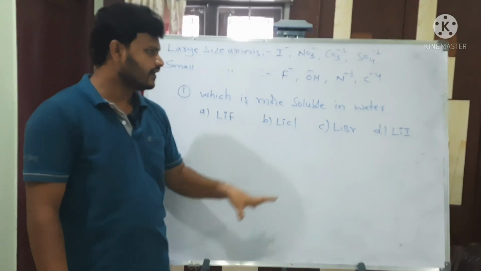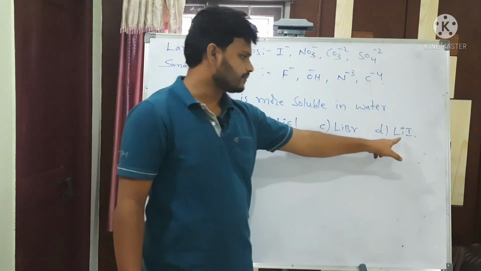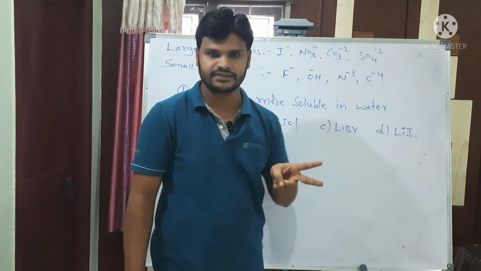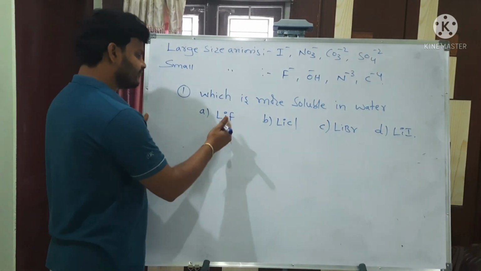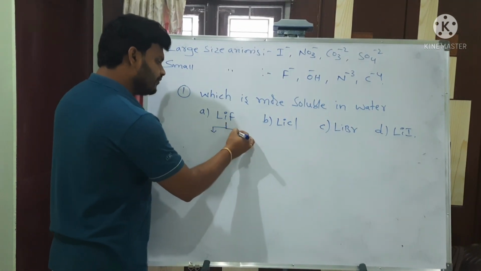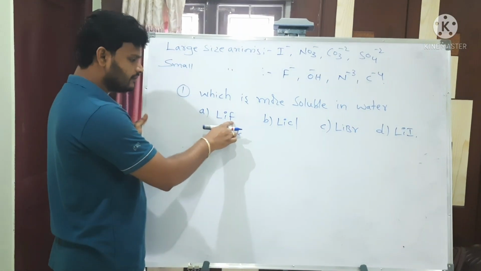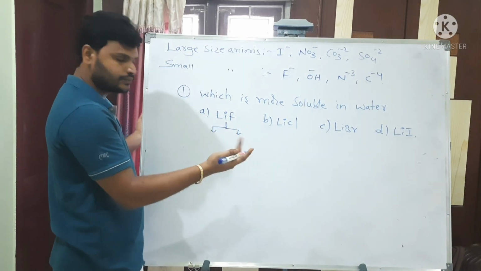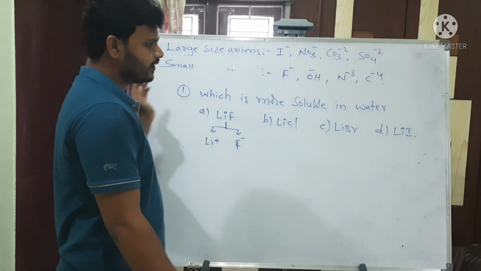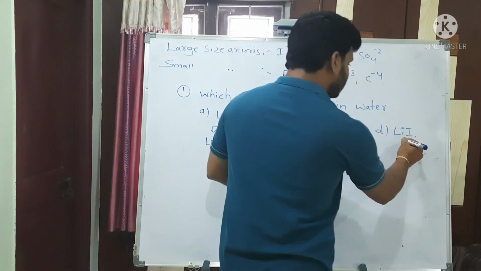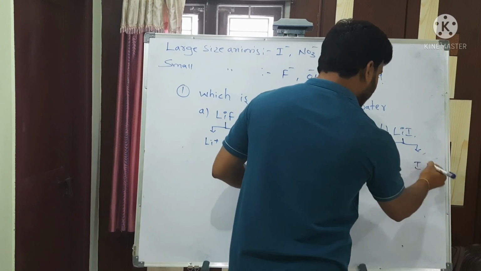Okay students, how to find the answer? You need to focus on first option and last option. These are the deciding factors. First I am going with first option. So dear students, LiF, how it can break? Li is nothing but metal, F is nothing but non-metal. Metal means positive, non-metal means negative. So it becomes like this, Li plus F minus. Next, LiI, how it can break? Same logic, Li plus I minus.